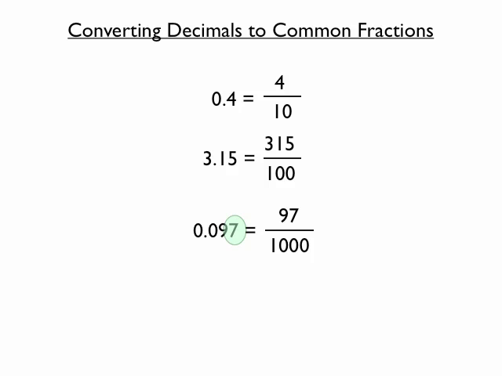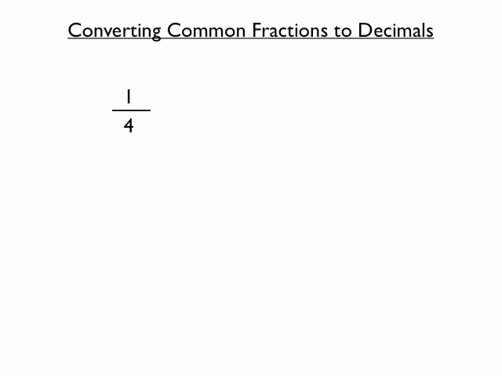To convert a common fraction into decimal form, we simply carry out the division implied by the fraction. For example, 1/4 is 1 divided by 4, or 0.25. Many common fractions cannot be written exactly in decimal form, but instead have an endless repeating pattern of digits. For example, the decimal form of 1/3 contains an endless string of 3s.